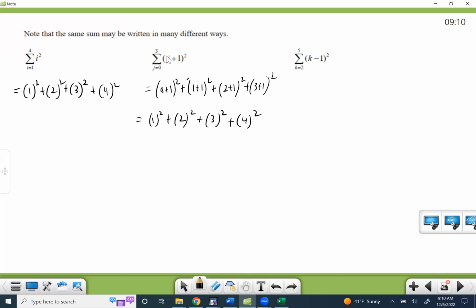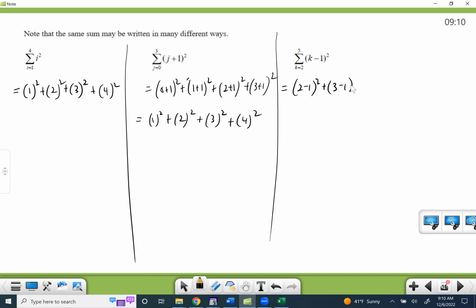I mean, it can't look any more different, right? It's a different lower limit. It's a different upper limit, okay? So it definitely looks like it's not going to be the same, but it turns out it is. Okay, same thing with this one. If we substitute in 2 first, we get 2 minus 1, 3 minus 1, 4 minus 1, 5 minus 1. So that's going to get us 1 squared.